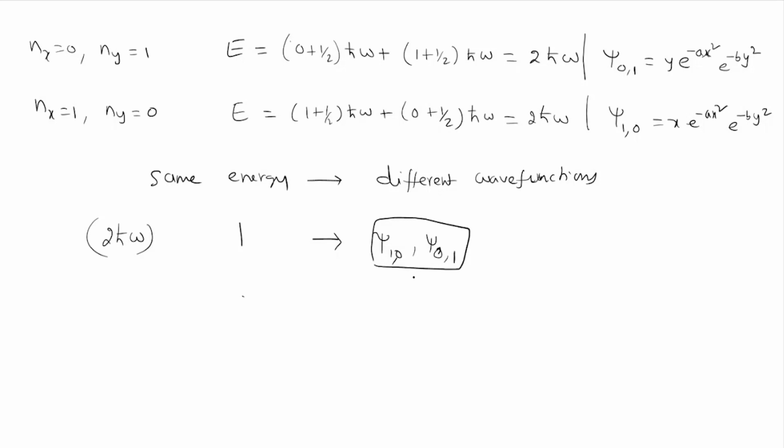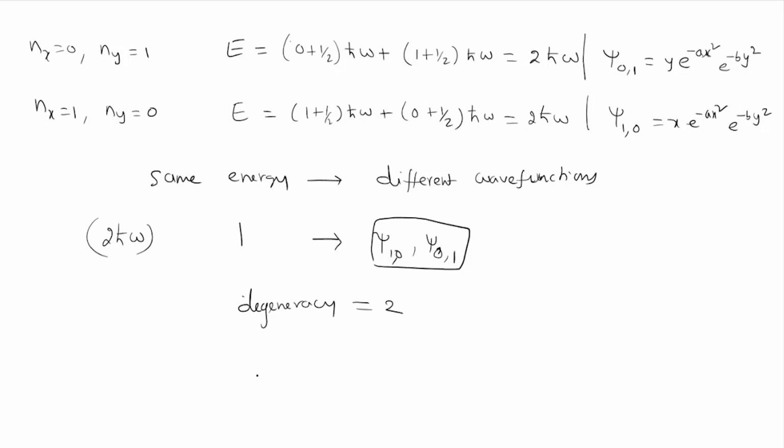This kind of situation, we describe it using the word called degeneracy. We say that the system is degenerate. The same energy corresponds to two different eigenfunctions. Here, the degeneracy is 2.